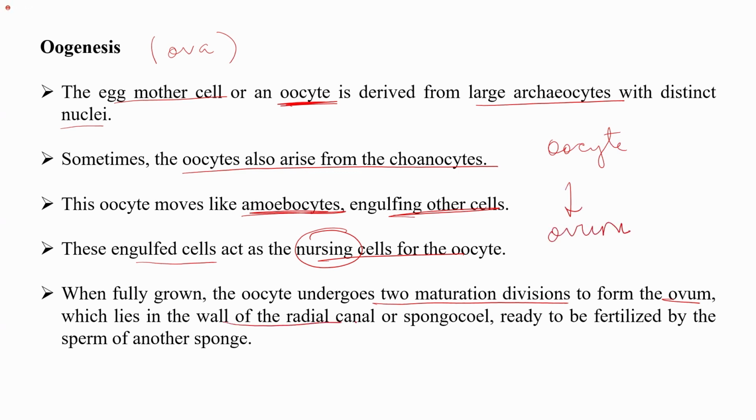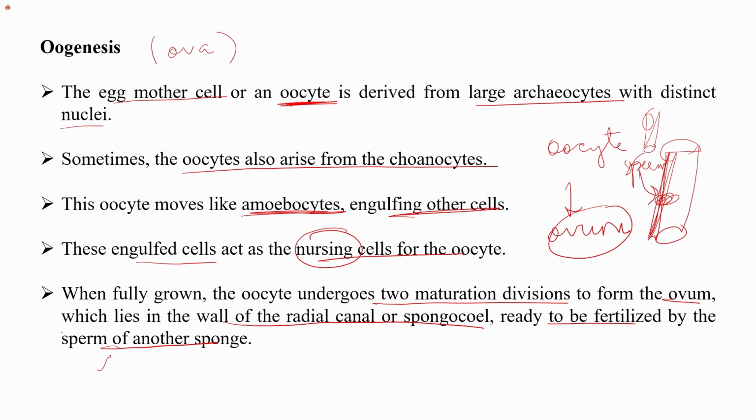The ovum lies in the wall of the radial canal or spongiocele, ready to be fertilized by the sperm of another sponge. So this is being present in the wall of the radial canal. You can see, if you remember, suppose this is the spongiocele, this is the wall of the radial canal or the spongiocele. The ovum is present here, and this is ready to be fertilized by the sperm that is coming from another sponge. The sperm from another sponge fertilizes the ova, and the process is known as cross fertilization, as I mentioned earlier also. So it undergoes cross fertilization.